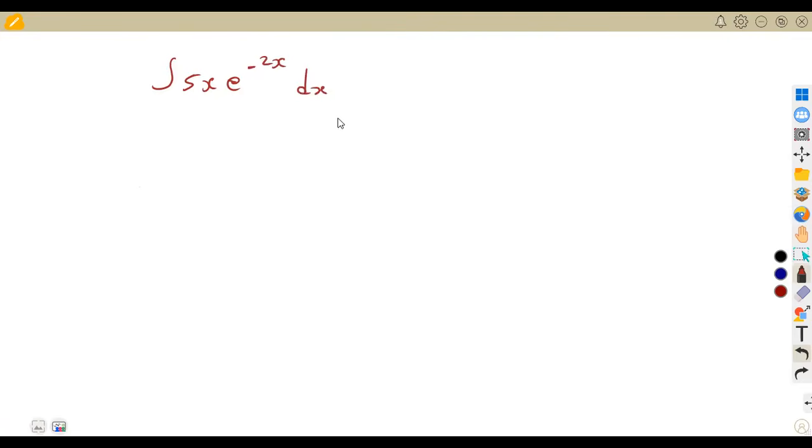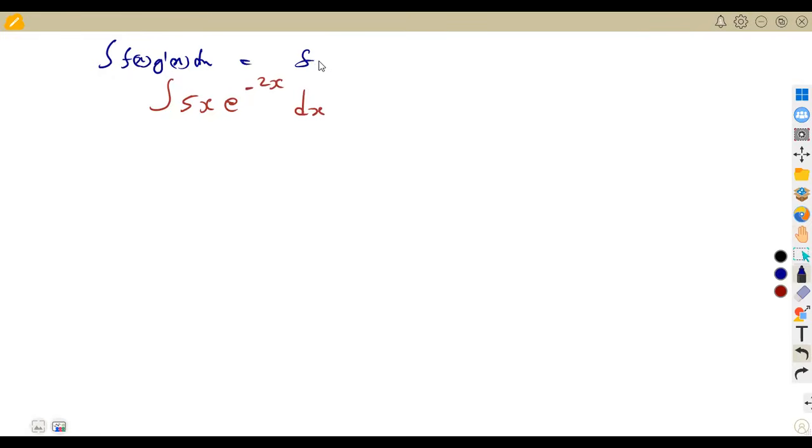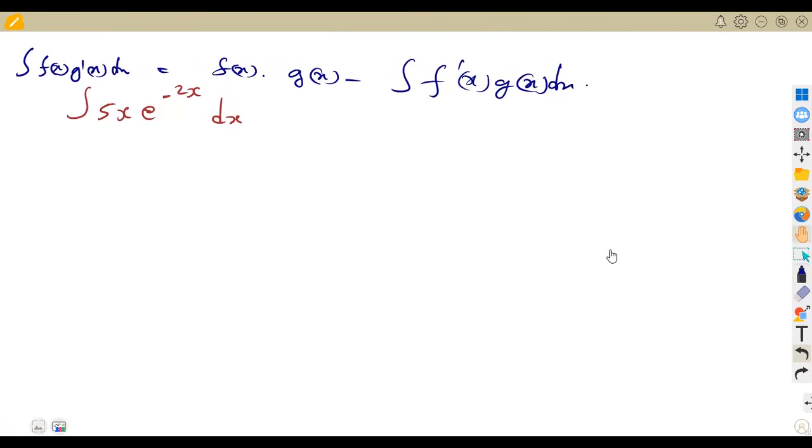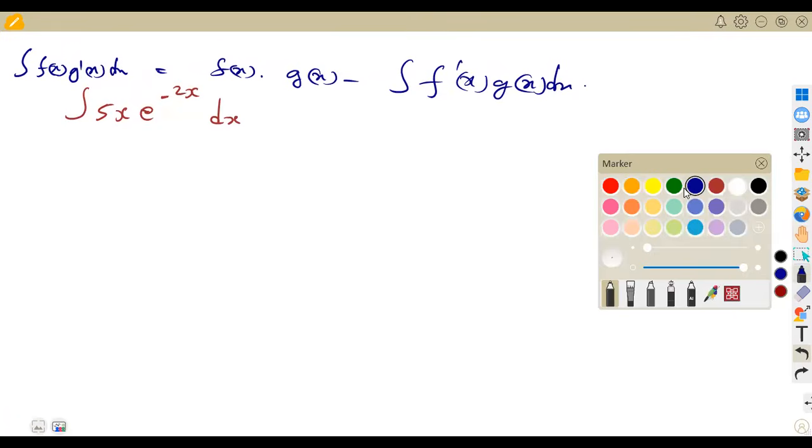Remember, we saw the 5x e to the exponent of 2x. This is just direct. And I said, whenever you're dealing with an algebraic and a trig, it's best for you to make the algebraic to be your f of x, all right? So it's the integral of f of x g prime x dx is equal to f of x times g of x minus the integral of f prime g x dx. Okay, let's do this and just finalize our introduction. All right, so that's it.